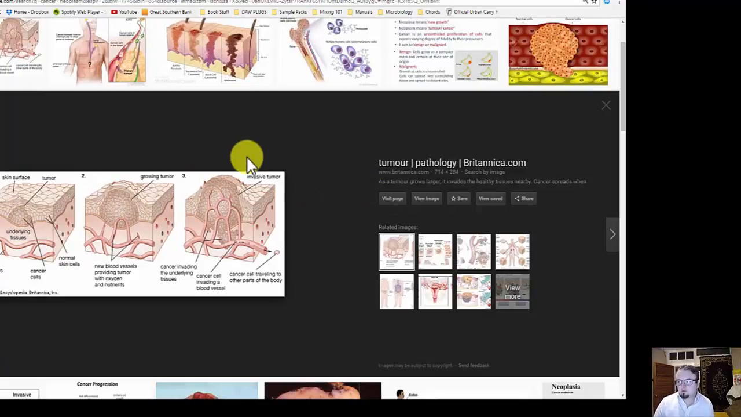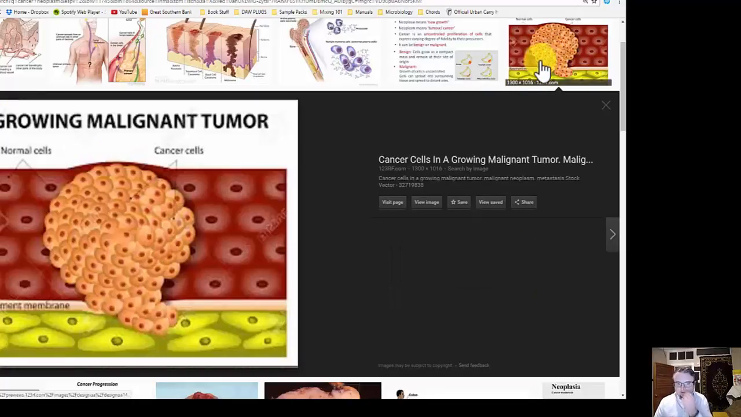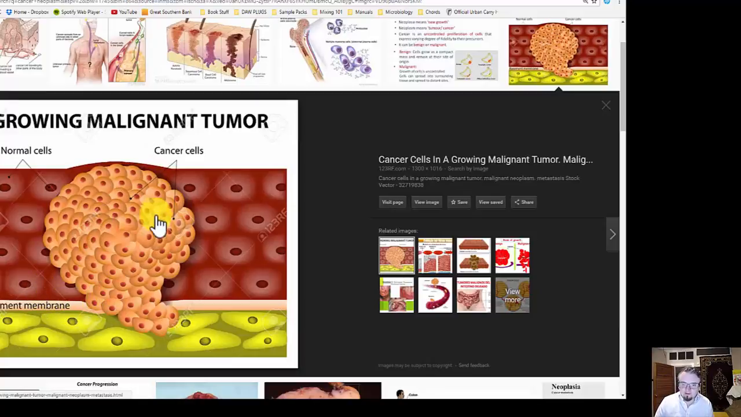Here's a figure. Tumors can also be referred to as a neoplasm. Neoplasm is kind of the beginning stage of cancer when it's forming. And here you're seeing some of the cells growing, and rather than stopping, they just keep growing and become a larger and larger mass. Here's another figure showing the same thing.